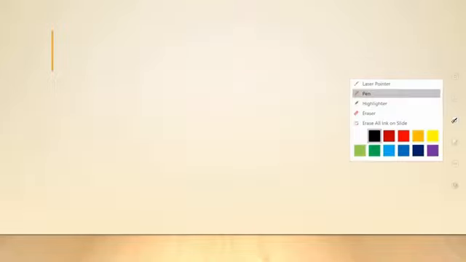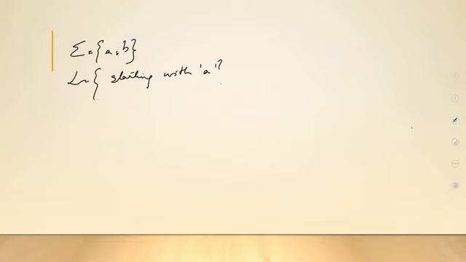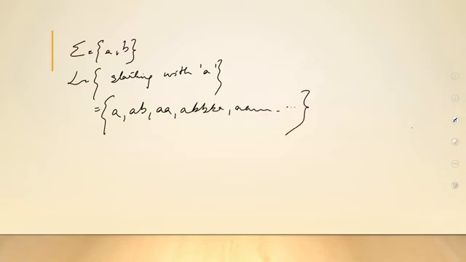So take down a problem. Sigma equal to AB. And the language will be all strings starting with A, which means you can have A, AB, AA, ABB, BBA, AAA, it goes on and on. It will be infinite.